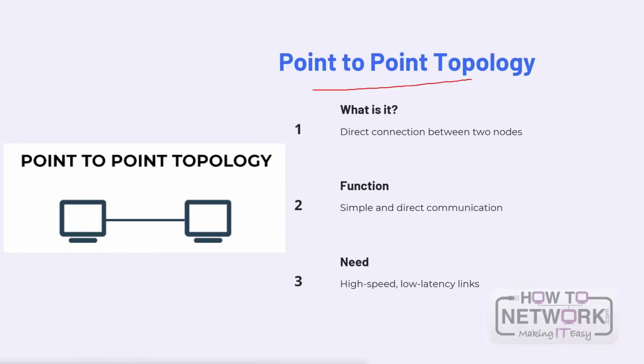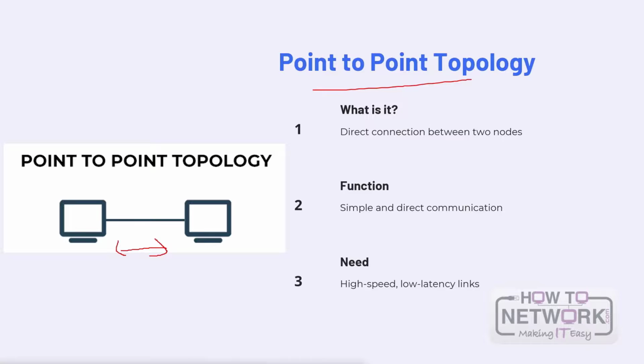Let's talk about point-to-point topology. So this is the simplest one, right? A point-to-point topology establishes a direct, dedicated connection between two network devices, forming a simple and efficient communication pathway. This dedicated link ensures uninterrupted communication between the two connected nodes, offering high bandwidth and minimal latency for data transmission.